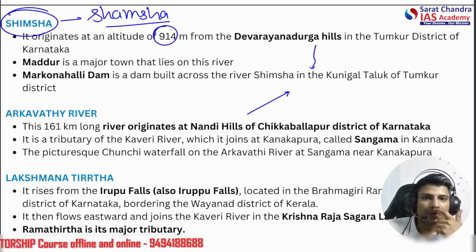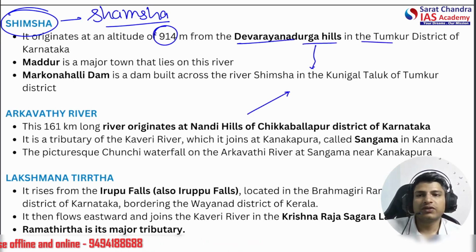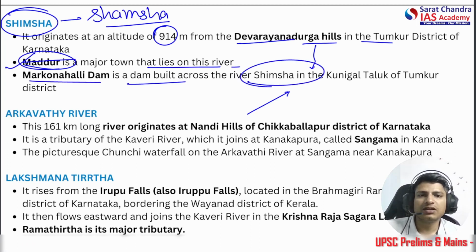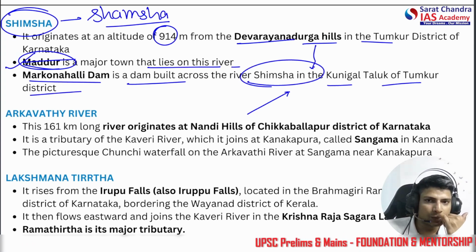Okay, from the Devarayana Durga hills in the Tumkur district of Karnataka. Muddur is a major town that lies on this river. So these are small points of facts that you can remember. All right. Markonahalli Dam is a dam built across the river Shimsha in the Kunigal Taluk of Tumkur district. So basically, this river is majorly flowing in the Tumkur district.